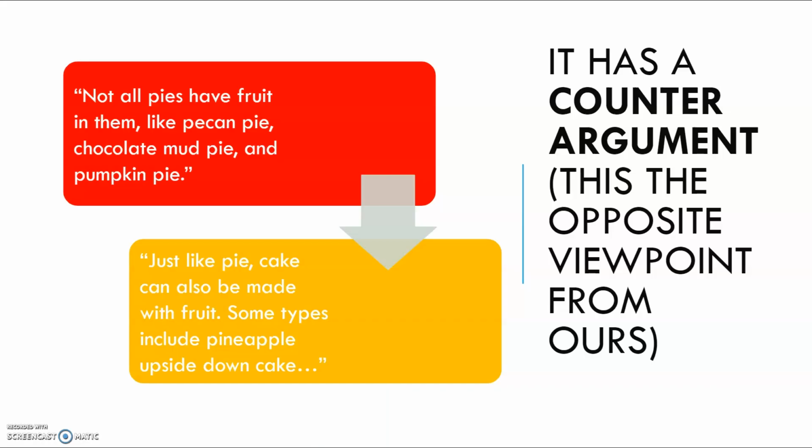After providing evidence for your position, this is where our writing framework changes a bit. It is time to include the counter-argument. This is the position that is the opposite of mine, or it challenges my viewpoint. So for my pie argument, this could be, not all pies are made with fruit, and cake can also be made with fruit.